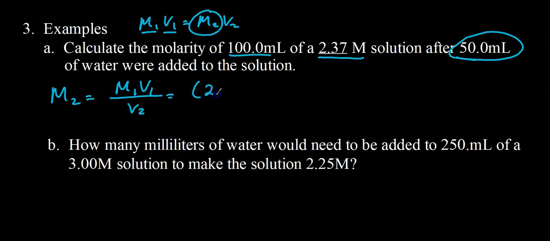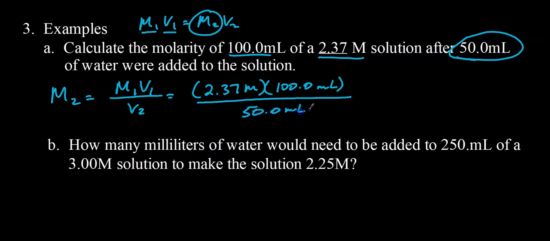So we have 2.37 molar times 100 milliliters over 50 milliliters. Now let's think about this. Remember, when you dilute a solution, what happens to its concentration? Its concentration will decrease. Now, if you think 50 milliliters is the final volume of the solution, and you plug that in, what are you going to get? You're going to get 4.74 molar. The concentration increases. That is not correct. So be careful.